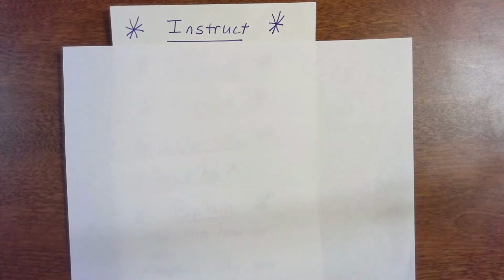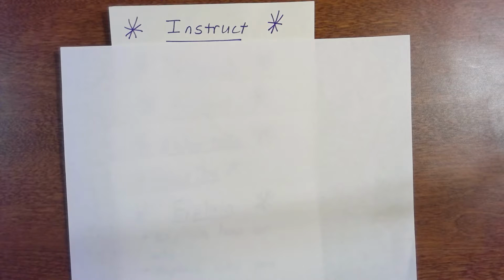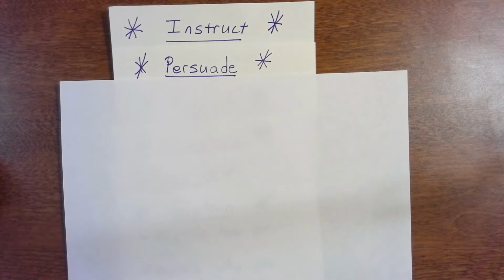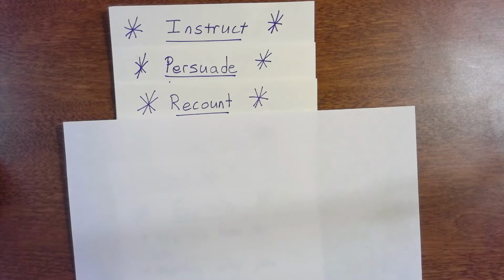When we write letters, we have to decide a purpose of a letter. There are 6 different purposes of a letter. One is to instruct. This would be like instructing on how to make a certain recipe or giving some type of instructions. Persuade. Persuade would be writing a letter about persuading somebody, a family member, to buy you a new pet. That's persuade.